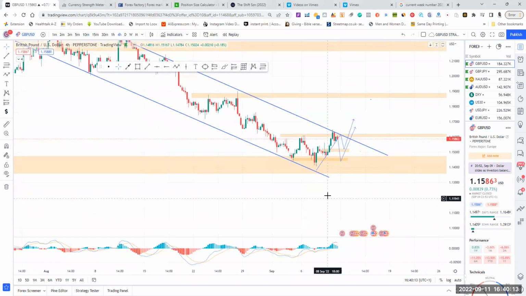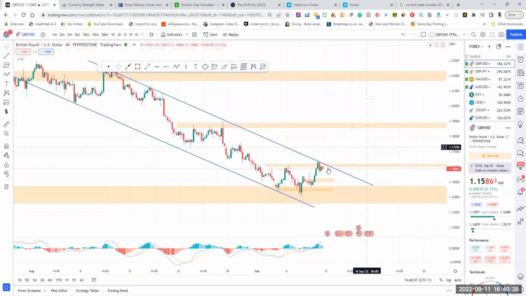A channel. Some of you are seeing a head and inverse head and shoulders, but it's not that clear. You might say this is a head. Let me remove this line so you can understand what I mean. You might say, well, this is a head, this is a shoulder, this is a shoulder. Okay, it looks like this. All right.